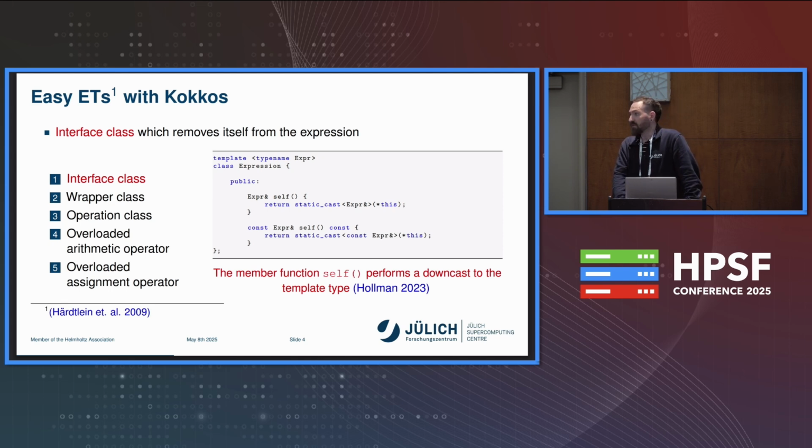Well, we're going to go through the ingredients of expression templates, or easy ETs in particular. Now, the first thing that you need is an interface class, and what this is going to do is it's literally just acting as an interface in your expression, but the key point here is that it actually removes itself from the expression using this explicit downcast to the template type. Okay, and this is going to come back in a little bit.